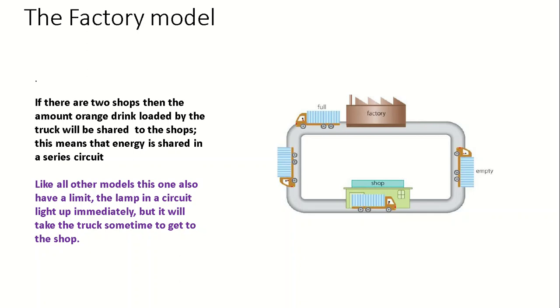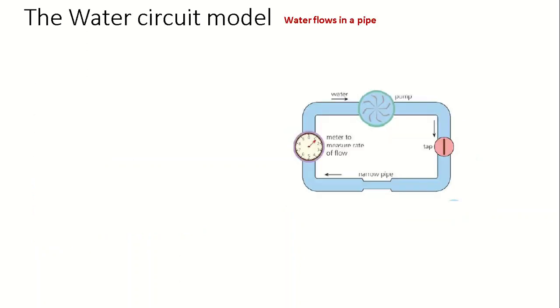Take note, like every other model, there is a limit to this model here. The lamp in a normal circuit lights up immediately, but in this case a truck has to move from the factory to the shop, and this is a limitation as to what is happening in a circuit.